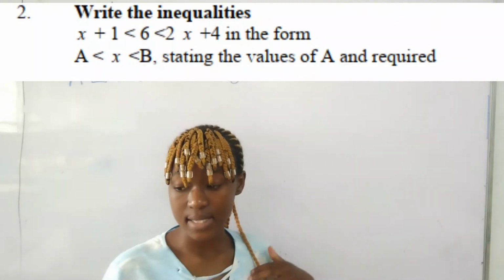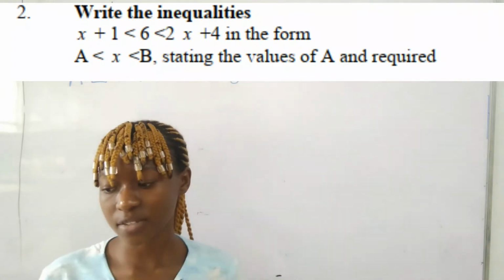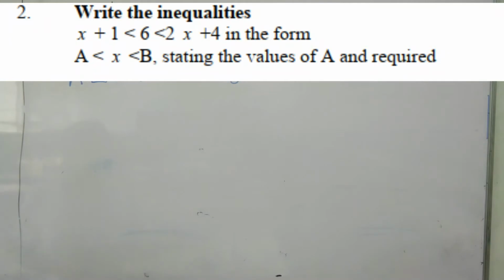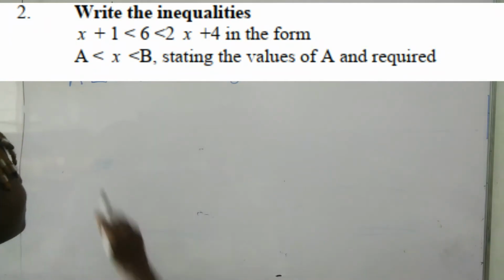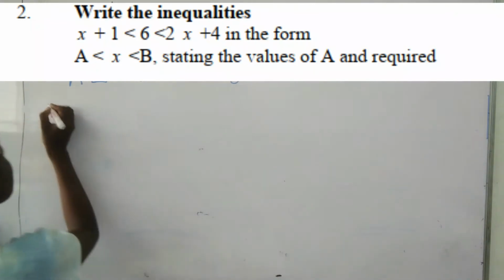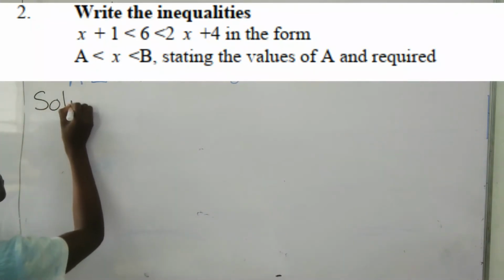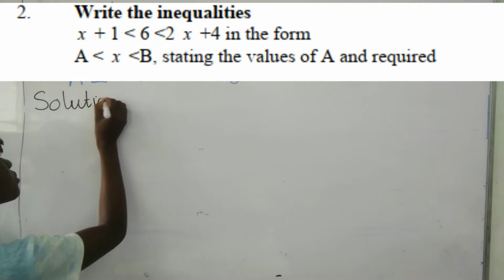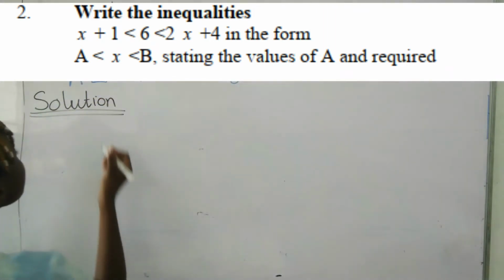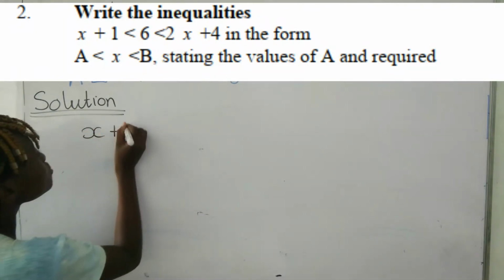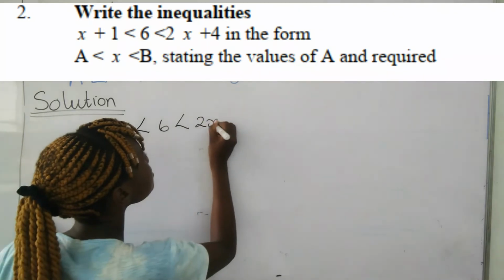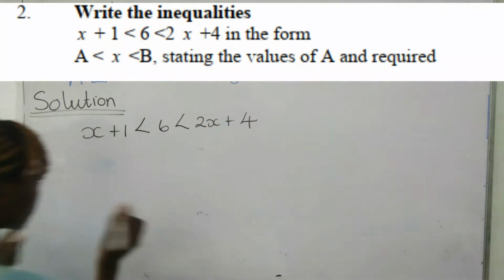A less than x less than b, stating the values of a and b required. So for the first part, what we're going to do is simplify this part, which is in its complex form. For the solution, we say x plus 1 less than 6 less than 2x plus 4.